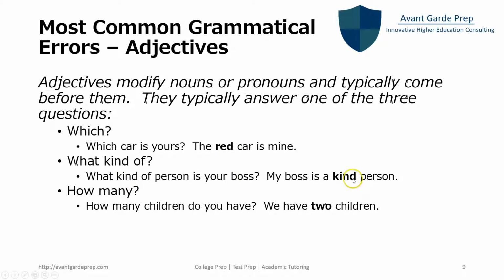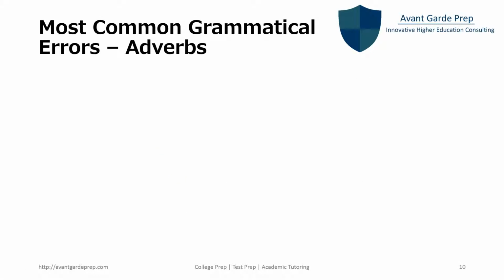What kind of person is your boss? My boss is a kind person. Adjective. How many? How many children do you have? We have 2 children. 2 being our adjective.